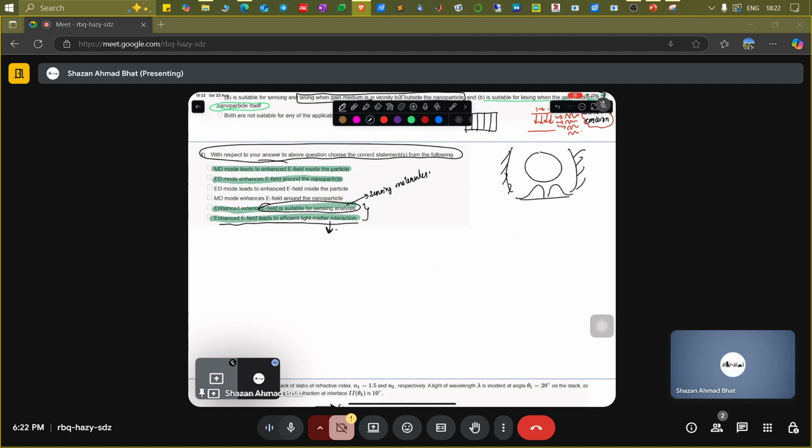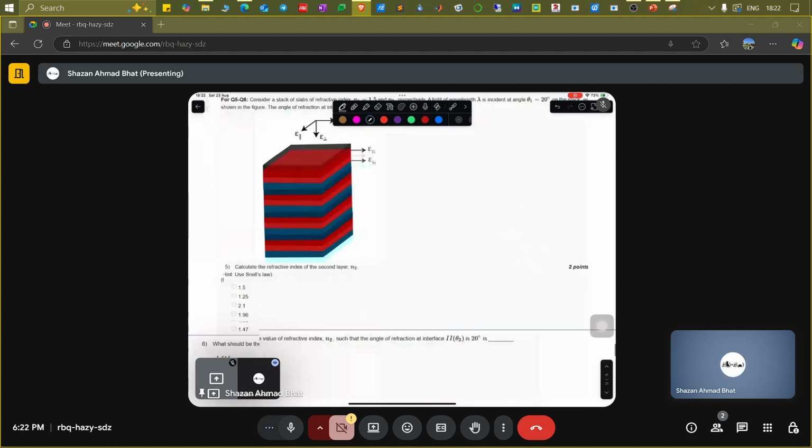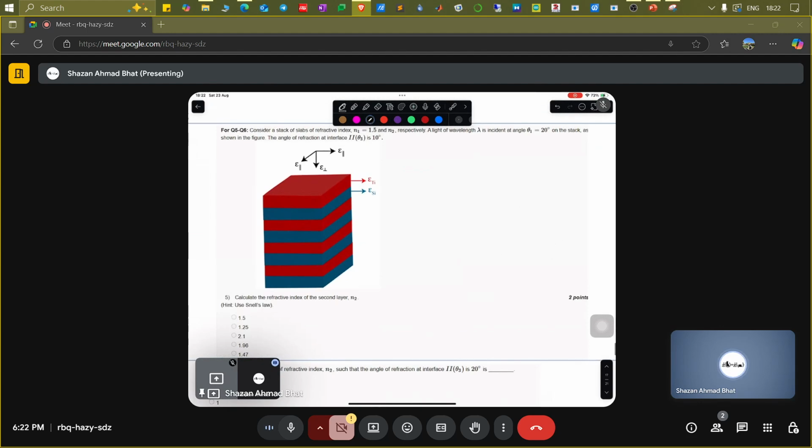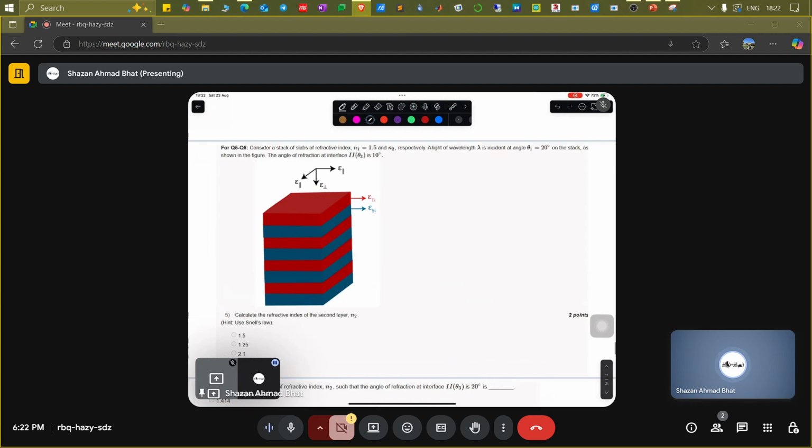Okay, so where are we? Now for question 5 to 6, what are we going to do? We have to consider a stack of slabs of refractive index N1 and N2. Let's say this is N1, N2, N1, N2, and so on. This N1 is titanium, N2 is silicon, just like a metal semiconductor stack.